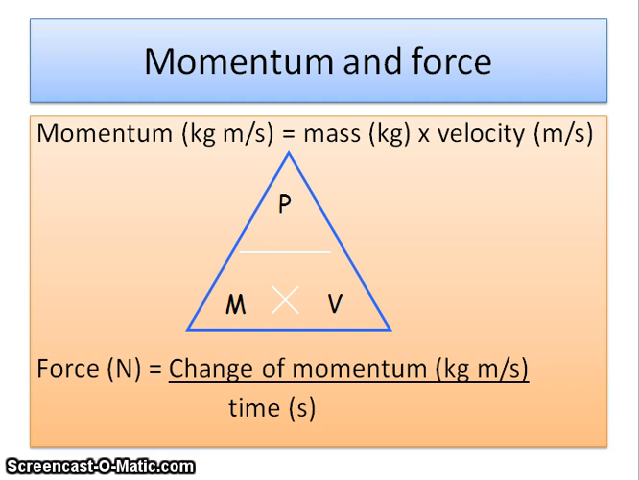A moving object does not just have kinetic energy, it has another property called momentum, which is related to the mass and the velocity of the object. And you can calculate it using this calculation here. So really that's all it is. Momentum is the mass times the velocity, and if you remember, velocity means how fast something's going in one direction. So it's a fairly straightforward equation, and you can see it's been put into a triangle for you again.